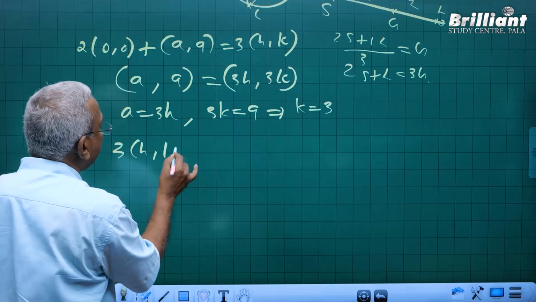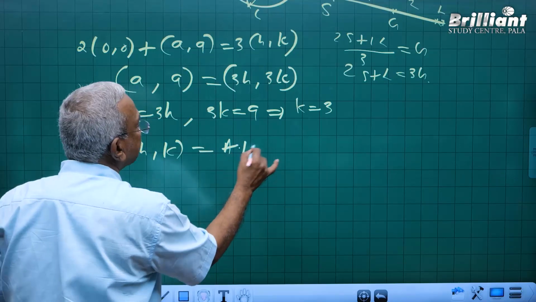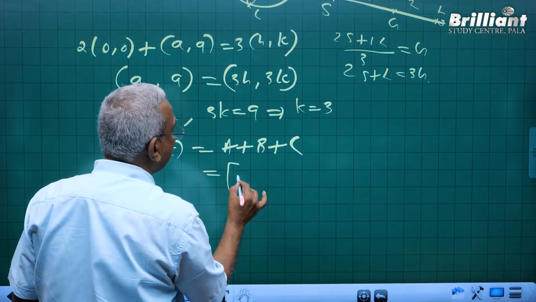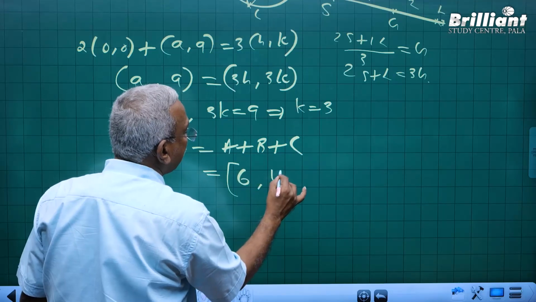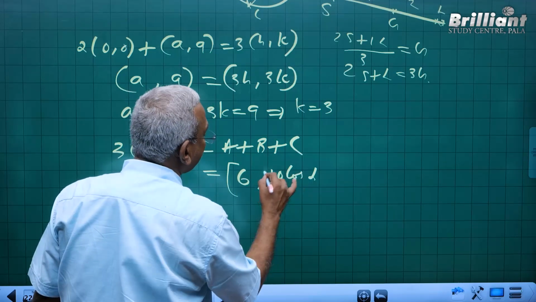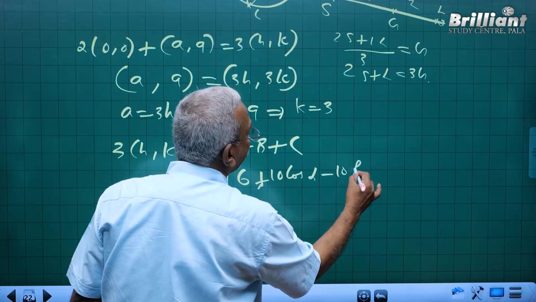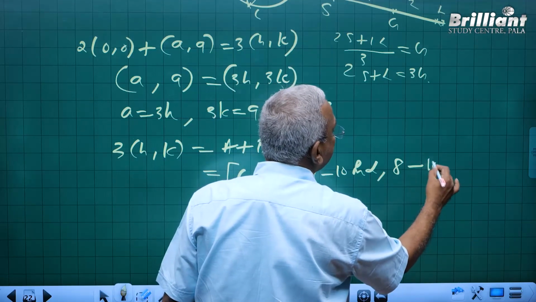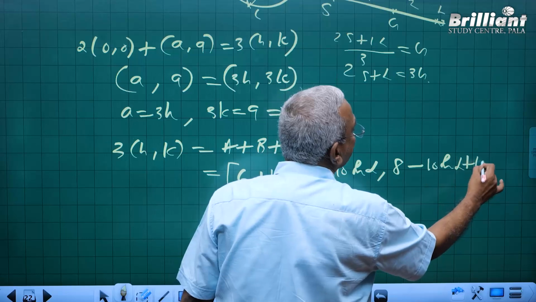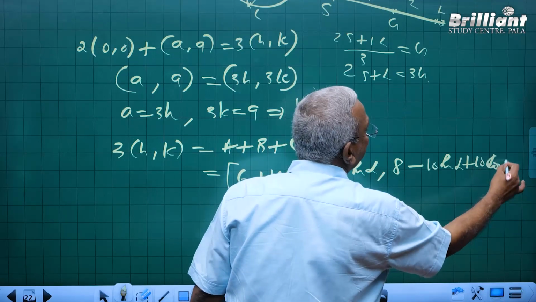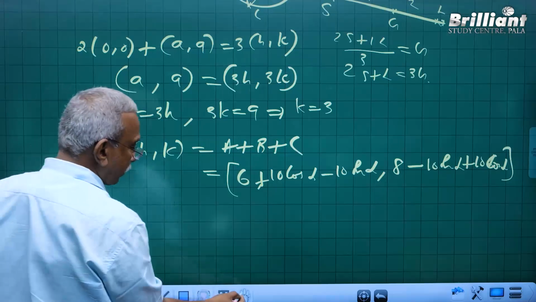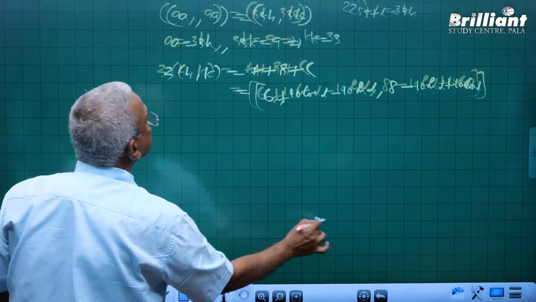3H comma K is the sum of what? A plus B plus C. That is equal to, we can take the sum as A (6 plus 10 cos alpha, 8 minus 10 sin alpha) plus the others, as per our given points: minus 10 sin alpha, 8 minus 10 sin alpha plus 10 cos alpha. We can add these coordinates. Then we have 2 more equations. What are the equations inside them?